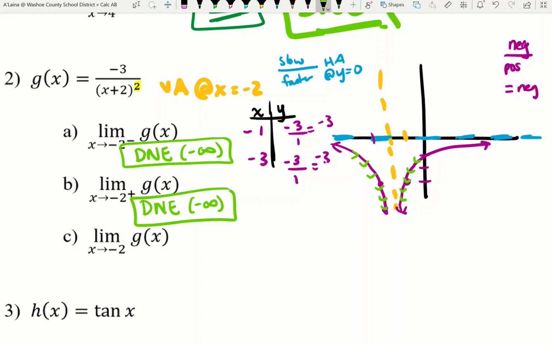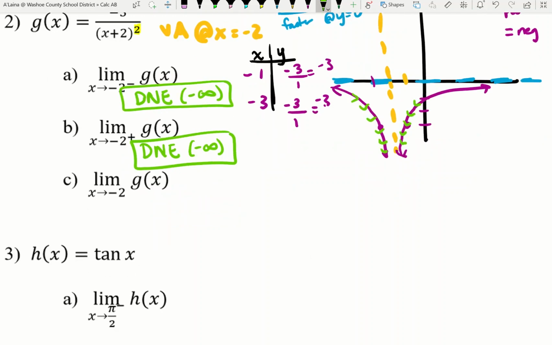As I look at the two-sided limit, I actually have the same behavior on both the left and the right-hand side. I'm still approaching -infinity on both sides, and so I'm going to specify for this answer does not exist because I'm approaching -infinity.